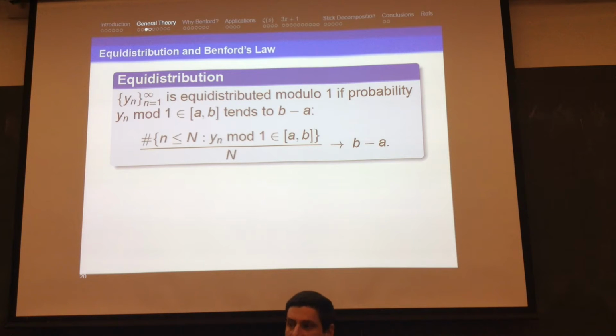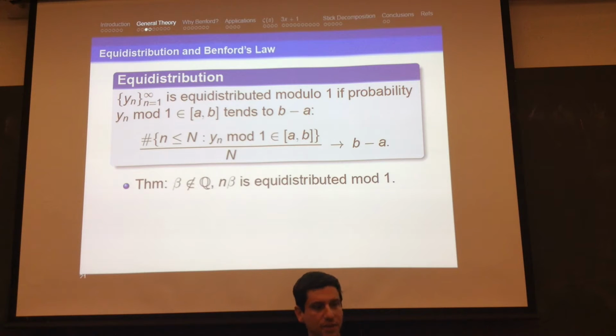So 1/3 of the time in the limit I should fall in that interval. Instead of saying equidistributed, what probability distribution does this remind you of? Uniformly distributed. So in some sense it's saying that the sequence becomes uniformly distributed. So if we put delta masses at each of these points, it's going to converge in some sense to the uniform measure. Okay, so here is a theorem that if you choose an irrational number, then n beta is equidistributed mod 1.